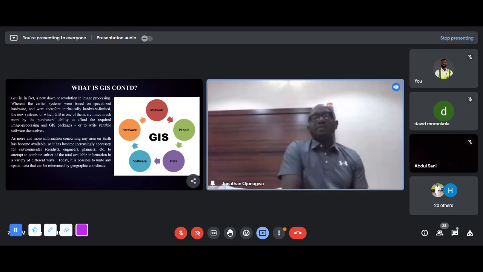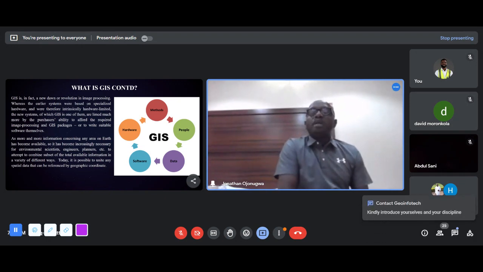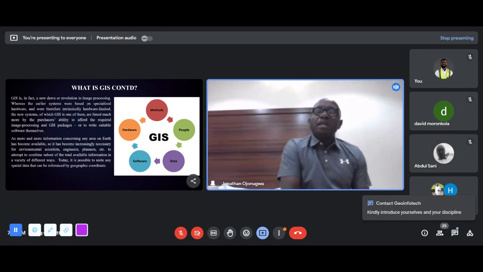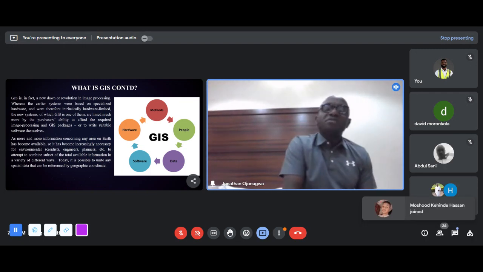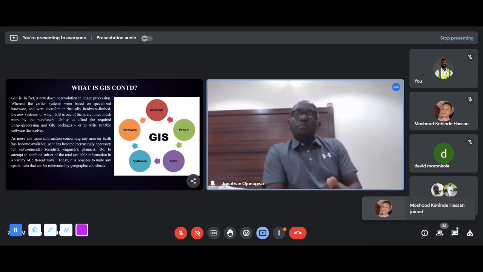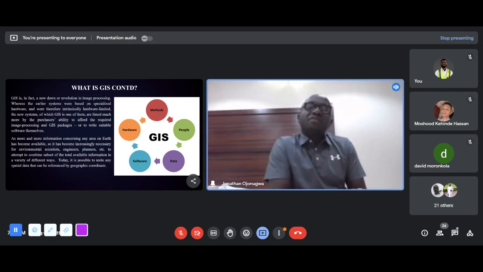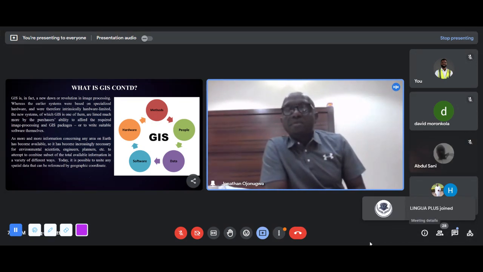There are different application areas. The way a pastor will use GIS is different from the way a telecom engineer will use GIS. The way an NGO will use GIS is far different from the way a medical doctor or a health institution will use GIS. The way the banking sector will use GIS is far different from what an election manager will use GIS for.